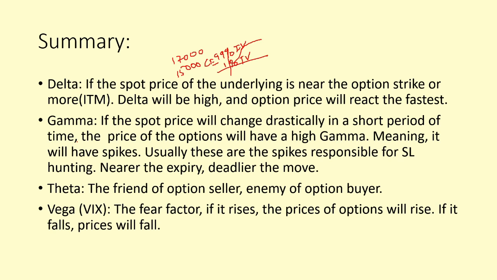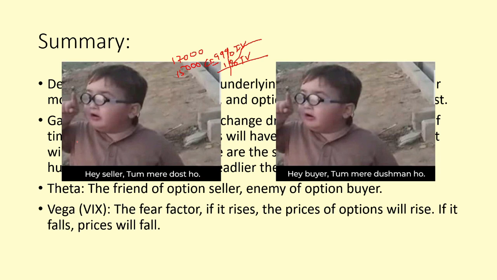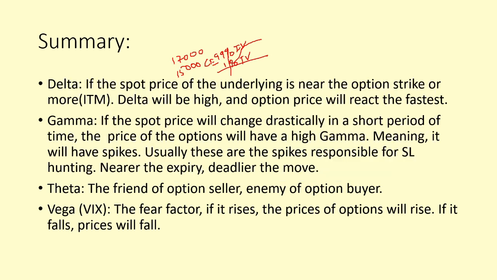Now theta is the friend of the option seller and it is the enemy of the option buyer. It's like this meme where it says, hey seller, tum mere dost ho, and hey buyer, tum mere dushman ho. This guy is theta, and it's saying that seller you are my friend, and it's the enemy of the buyer. The VIX is the fear factor. If it rises, the prices of options will rise, and if it falls, the option prices will fall. And this one is the enemy of both buyers as well as sellers.